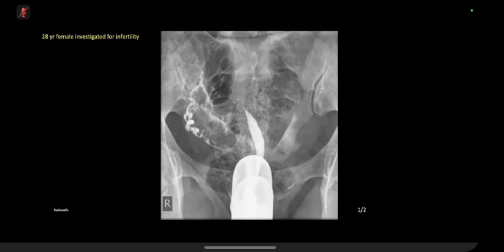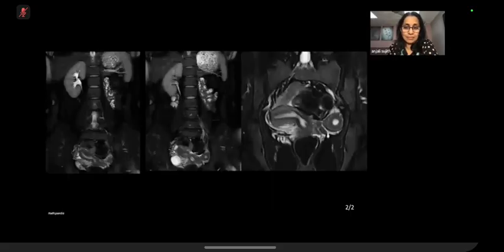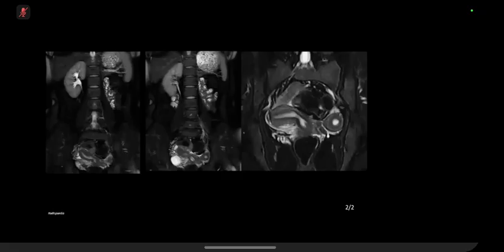There's no communicating rudimentary horn, and I would need to ascertain from the person that was performing it whether there were two cervices or not, and also further investigate with an MR. Okay, so here you go. I've got coronal views, and then the third image is focused on the pelvis.